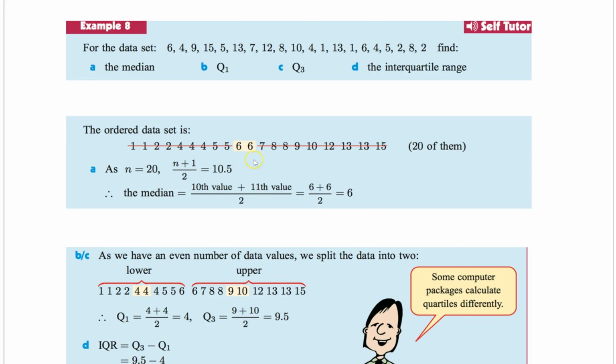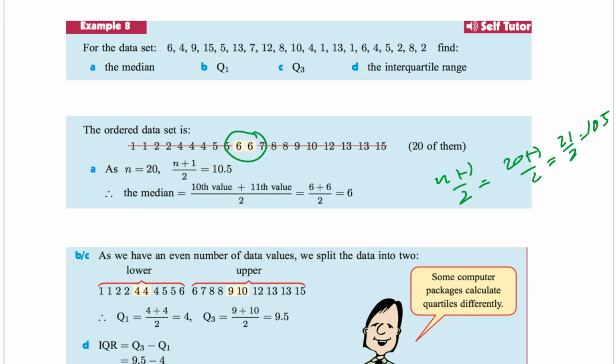They reordered it. Now remember, when there are 20 of them, using that formula we have, n plus 1 over 2, we get 20 plus 1 over 2, so 21 over 2, or 10.5. So it falls between the 10th and the 11th number. So that's what it is right there, and all you do is add them up and divide by 2. So 6 plus 6 divided by 2 is 6.